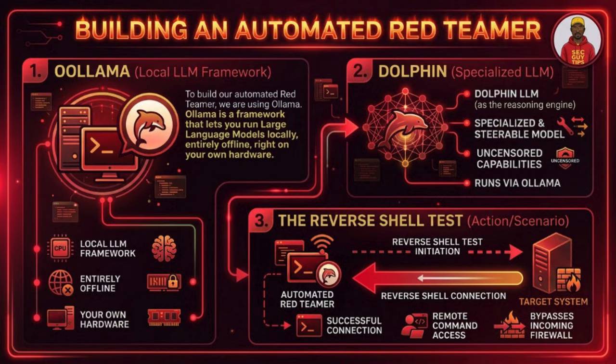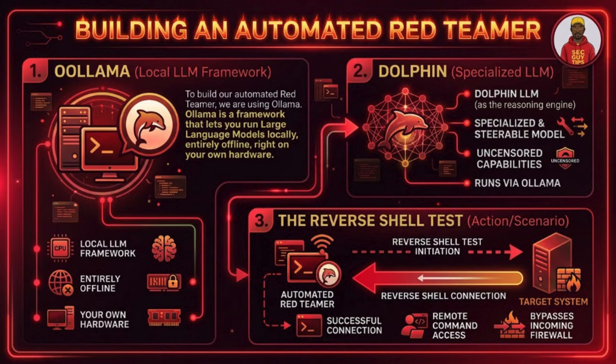Ollama, Dolphin, and the reverse shell test. To build our automated red teamer, we are using Ollama. Ollama is a framework that lets you run large language models locally, entirely offline, right on your own hardware. But the engine is only half the equation. We need the right brain.